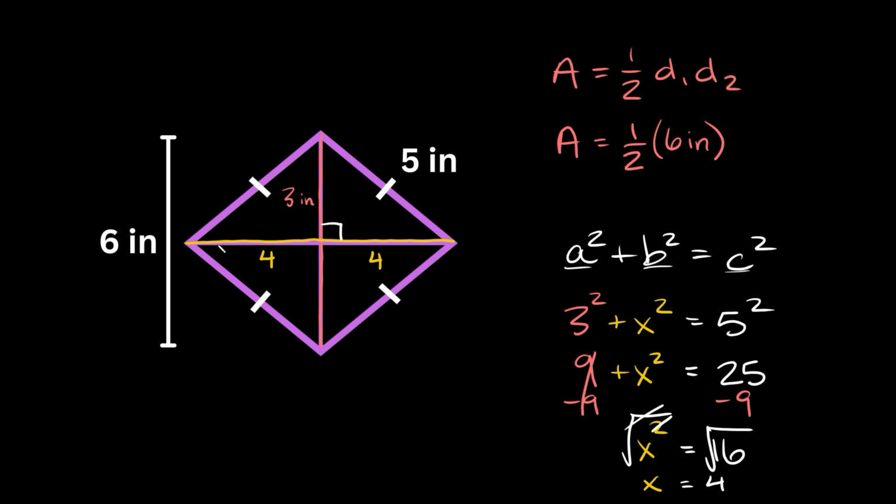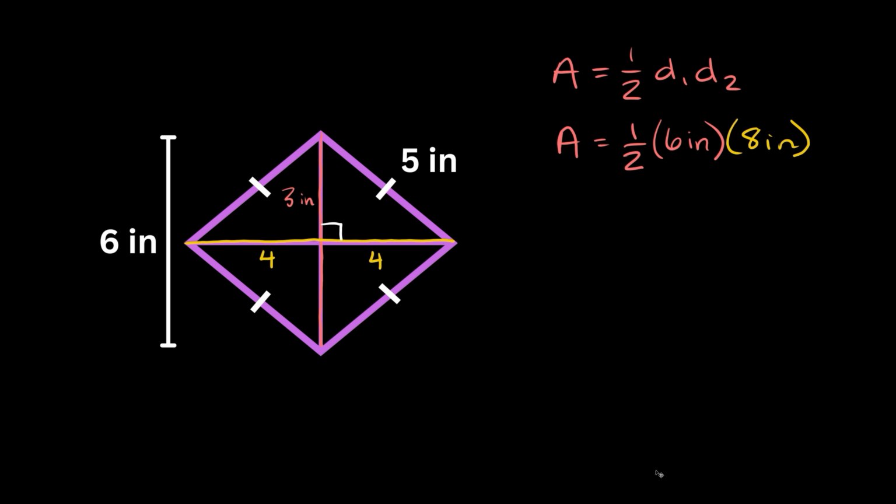If this short side is 4, that means this side is also 4. So we can see that the length of this entire diagonal is 8 inches. That's what we're going to plug in for our second diagonal right here. Then the area is equal to 1/2, and multiplying these together, 6 times 8 is equal to 48. And inches times inches is equal to inches squared. Now 1/2 times 48 is equal to 24. So we get that the area of this rhombus is 24 square inches.